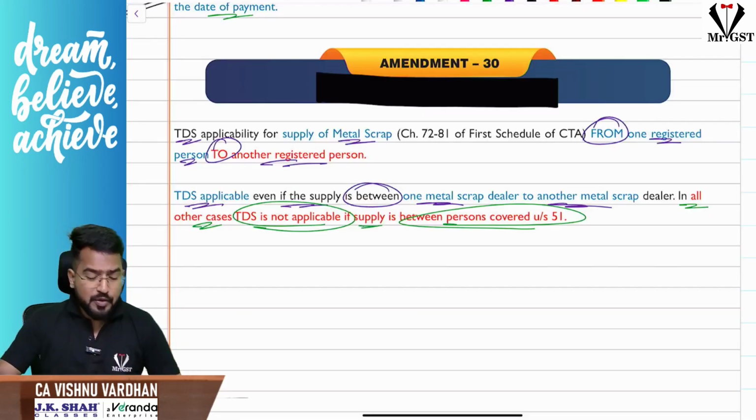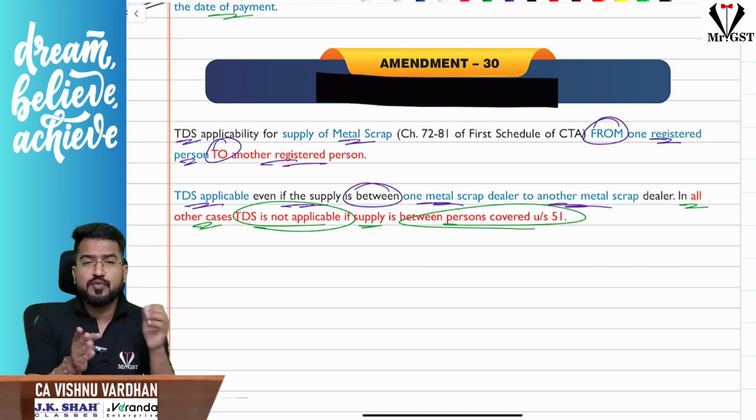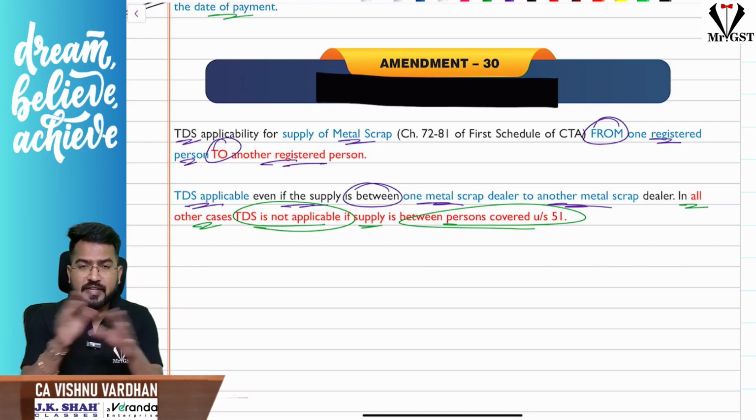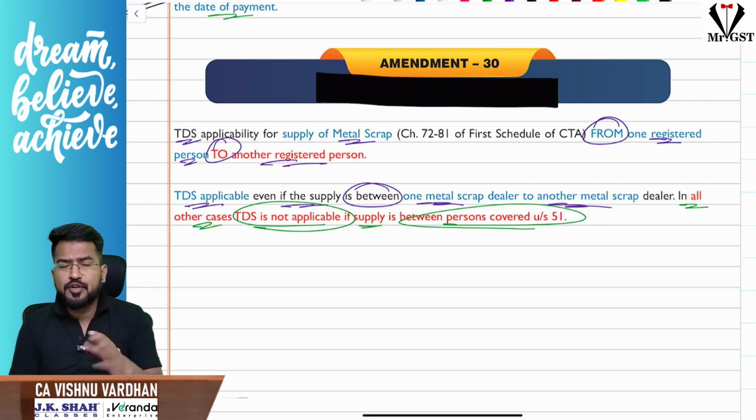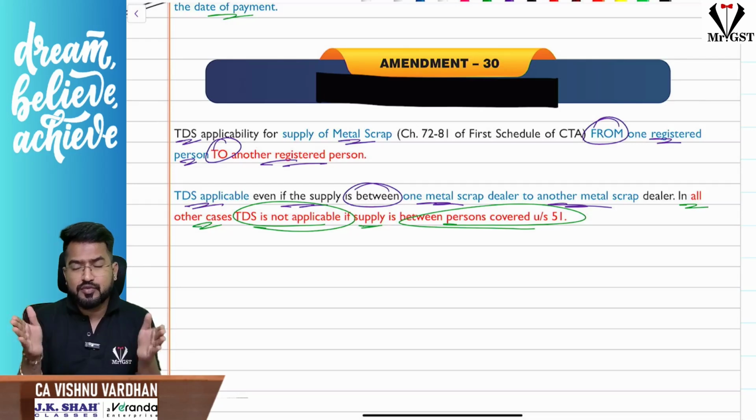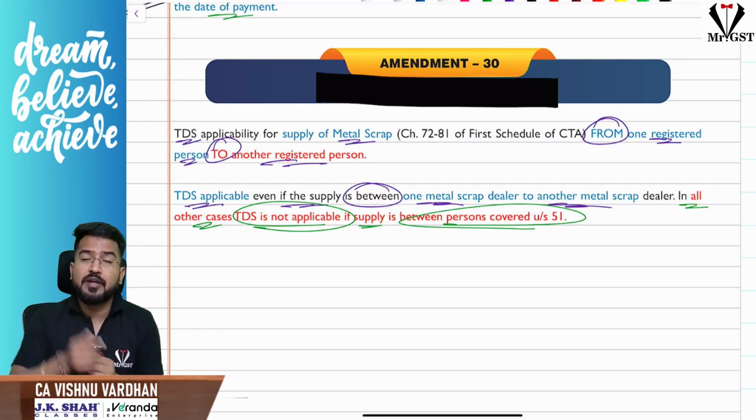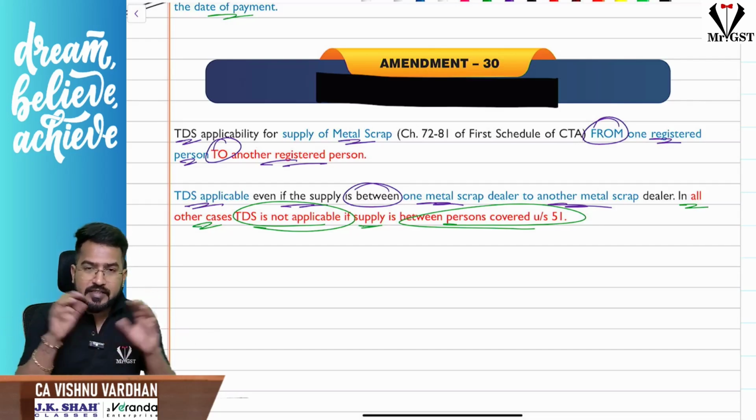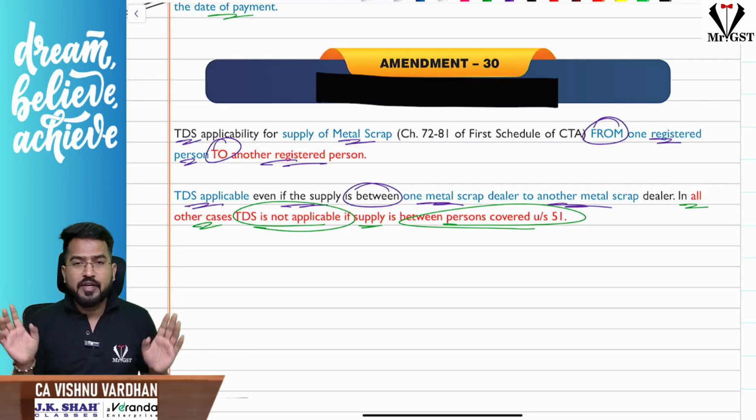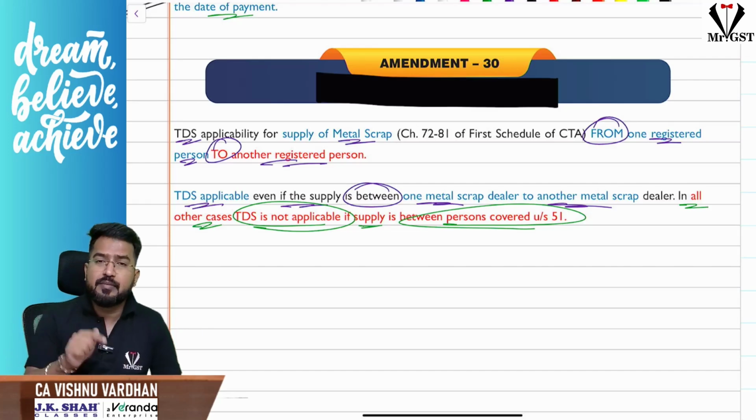Next one is with respect to TDS. See, metal scrap dealers, registered persons, if one registered person and another registered person are dealing with metal scrap, TDS will come into picture at 2%. But understand, normally between two persons for whom section 51 is applicable, if anything is happening, TDS is not applicable. But here for metal scrap dealers, even though for both of them section 51 is applicable, yes, they have to follow TDS provisions. Others for whom TDS provisions are applicable, between them if anything is happening, they need not deduct TDS. But metal scrap dealers are an exception to that.